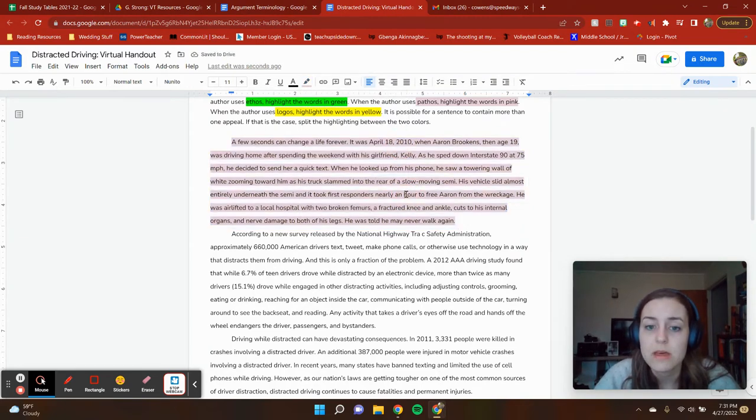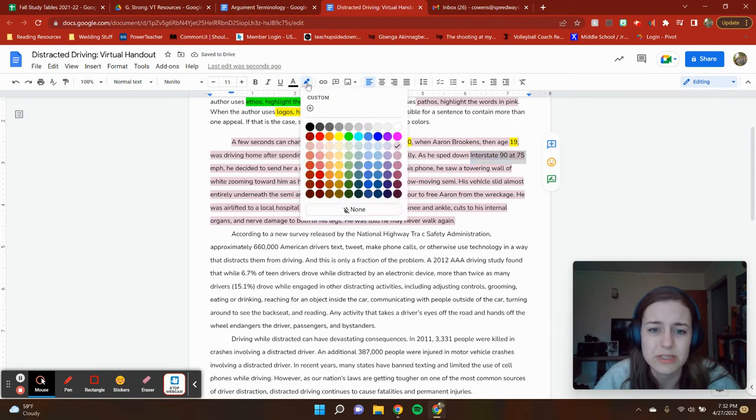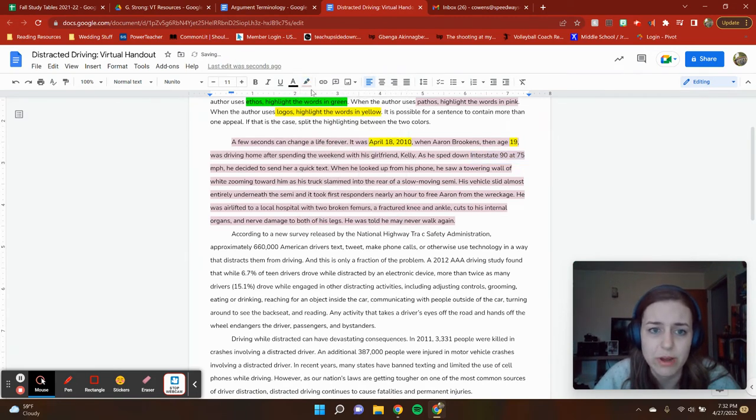Now, it's not just pink though, right? If I'm looking at this, I'm also seeing a lot of facts. I'm seeing the date that this happened. I'm seeing how old he was. I'm seeing the speed at which he was driving and where he was driving. I'm seeing the resulting injuries that he got after his accident. So I'm also going to highlight some of this in yellow because I'm seeing a lot of facts being thrown out at me as well. I'm going to go through here and highlight some of the stuff in yellow.